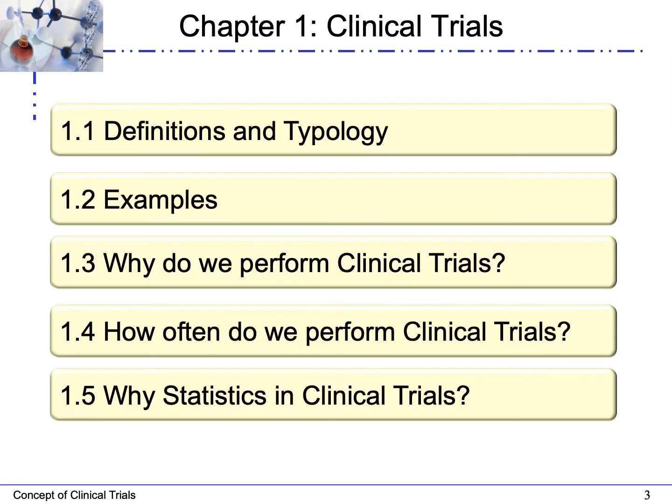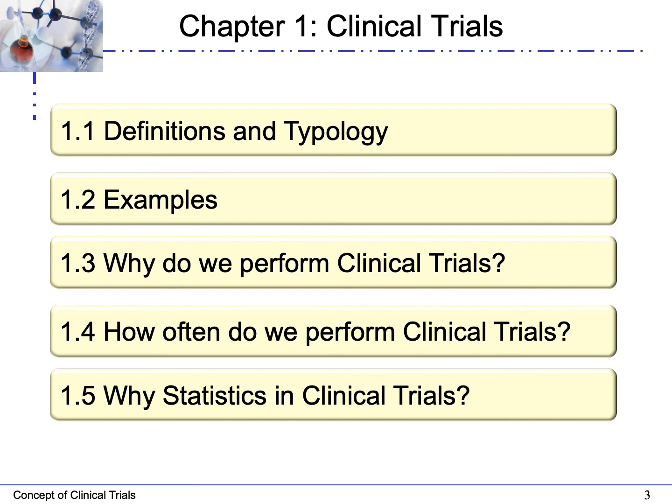Chapter 1 is articulated in 5 sections, covering respectively definitions and main types of clinical studies. We use here the terms trial and study as synonyms in this course, which is not common everywhere. So in some geographies like Europe, the term trial will be used more specifically for certain types of studies. We'll come back to that later.